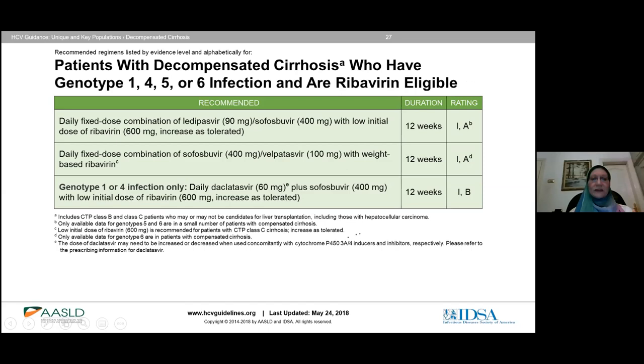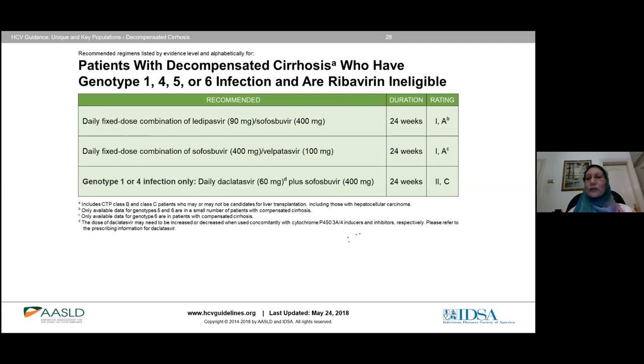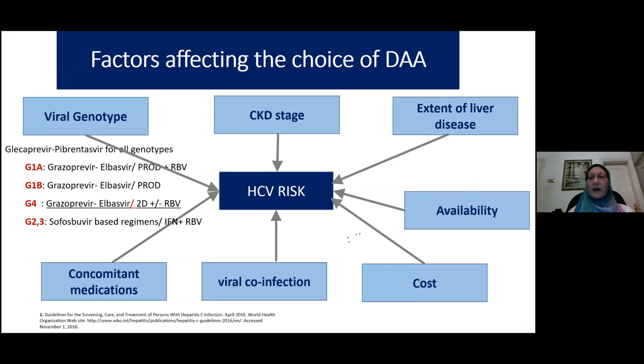So what I mean to say is that there are many factors which affect our choice of the direct-acting antivirals. It's not just the CKD stage. You have to consider the viral genotype, and we know that glecaprevir/pibrentasvir is given for any genotype, but what if it's not there? For our genotype 4, you use Grazoprevir elbasvir, or you can use the 2D, which is the Kirivo with or without ribavirin. For genotype 1B, you use the 3D or elbasvir, and it's given without ribavirin.